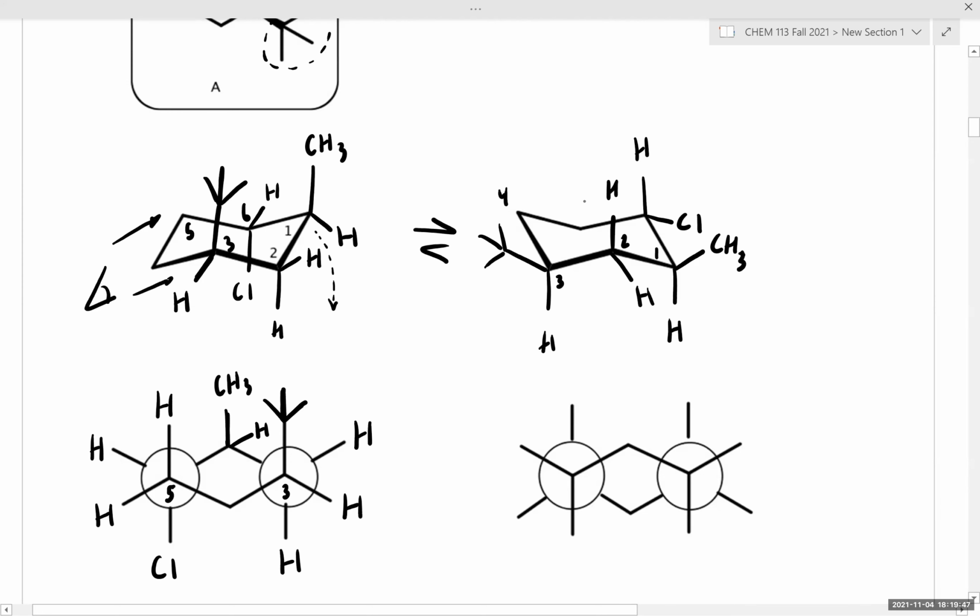So after a ring flip, carbon 3 is still here from this view. We're viewing it down the carbon 2, carbon 3, and carbon 5, carbon 6 bonds. So at carbon 3, we still have our tert-butyl group, except this time it is in the equatorial position. Carbon 2 in the back still has the hydrogens. Carbon 1, we have the hydrogen in the axial position, the methyl group in the equatorial position.